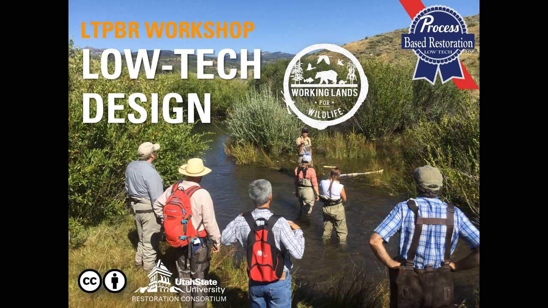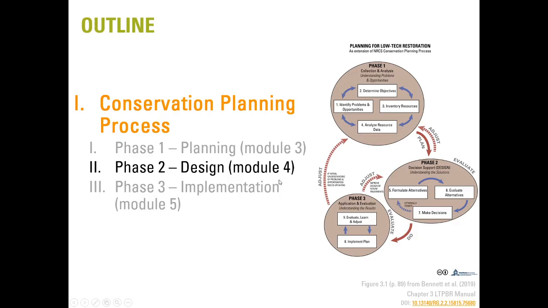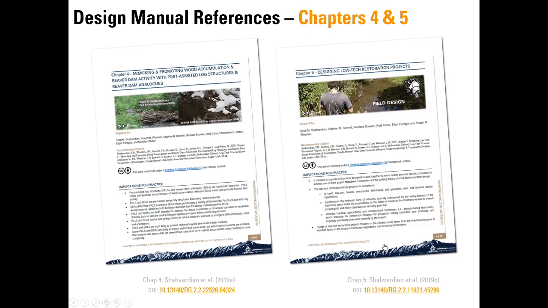And in this module, we're going to be talking about low-tech restoration project design. And just as a reminder, in the conservation planning process we covered in Module 3, the first part, Phase 1, the planning phase. In this module, we'll be discussing the design portion of the planning process. And then in the following module, Module 5, we'll cover implementation. For this module, I'd refer you to chapters 4 and 5 of your design manual.